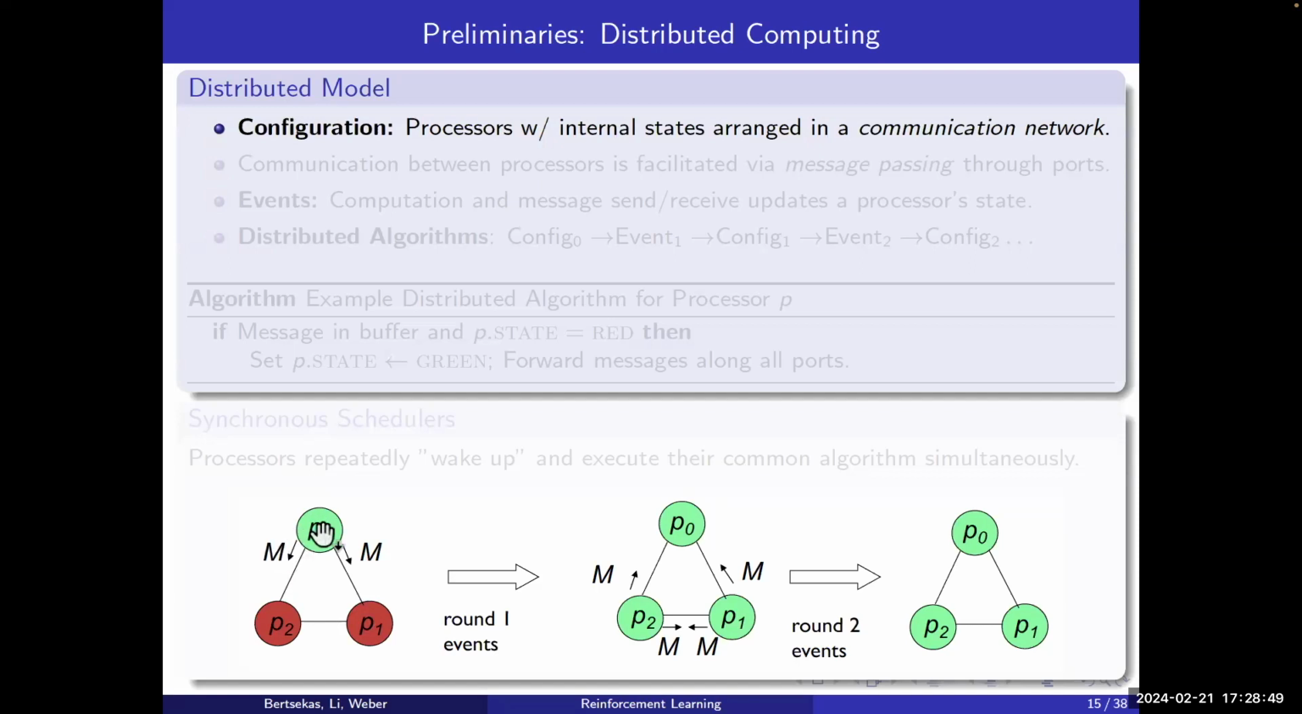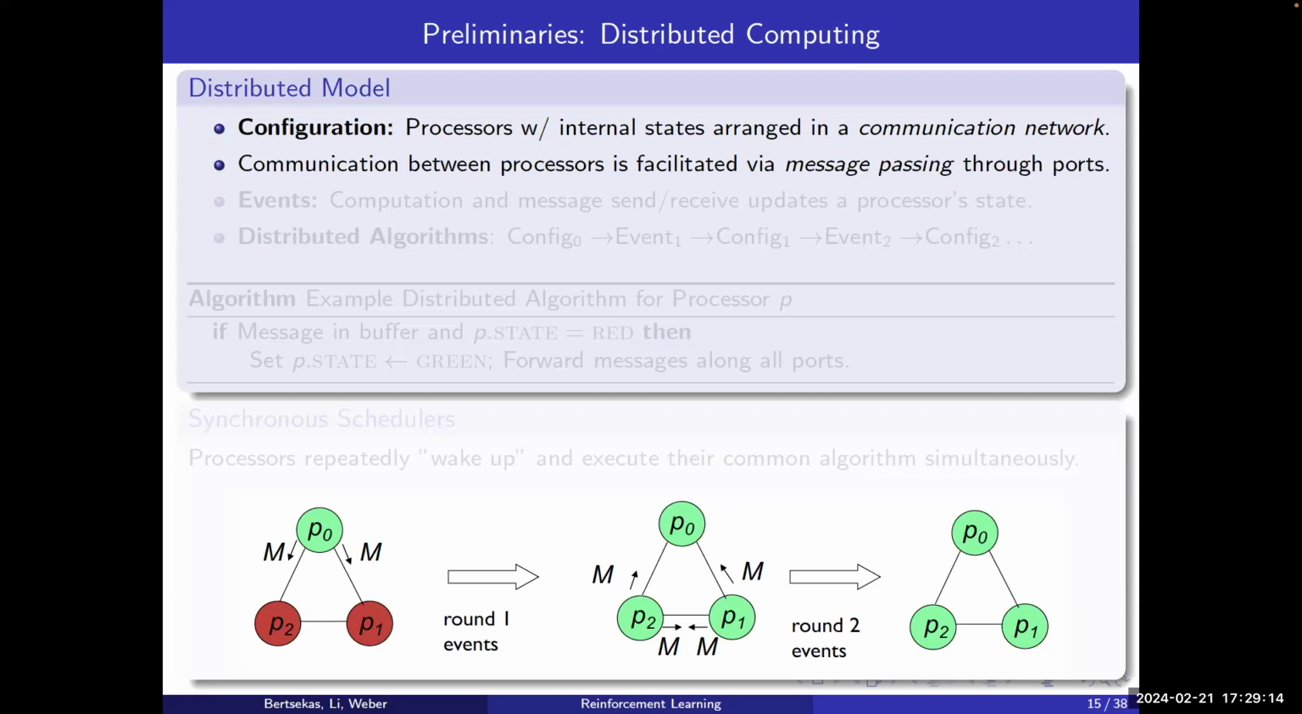And it just looks like a graph. So here's an example. Here's processor P0, P1, and P2, and the links in this network represent communication channels between these processors. Processors can communicate with each other. Oh, I should mention this. A configuration is the collective states of all of the processors combined.